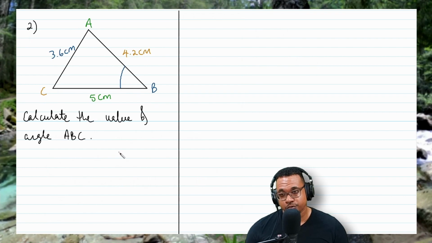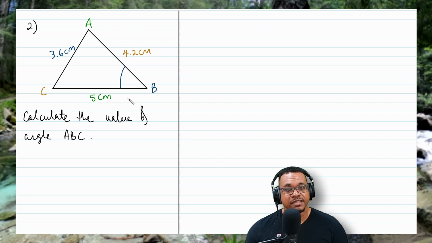So here I have question 2 for my cosine rule, and we want to calculate the value of the angle ABC. Now we know the letter in the middle, which is B, tells us where the angle is located. So that means we want to find angle B. So that's why I have this highlighted here, that we want to find angle B. Now remember what I told you, if you're using the cosine rule to find a missing side, the angle must be in between the 2 given sides.